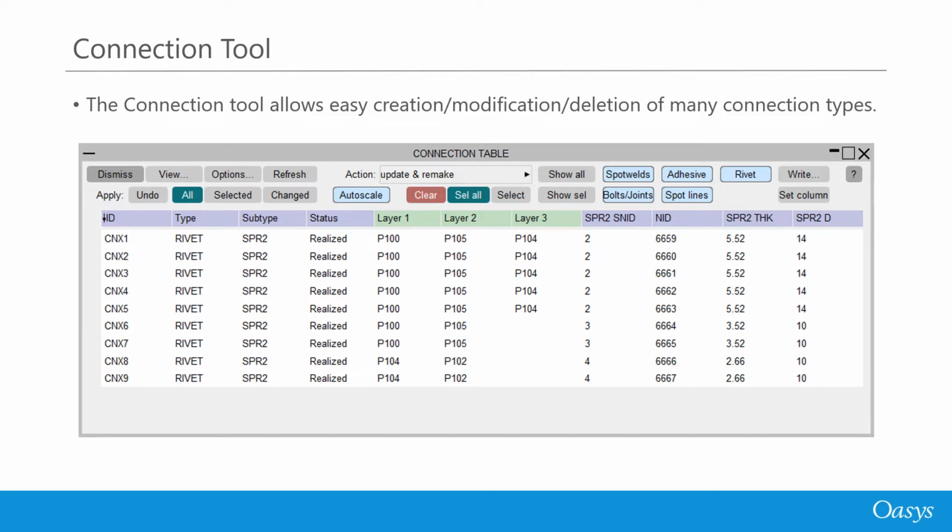We have therefore tried to help improve workflows by allowing self-piercing rivets to be defined and modified via the connection tool also.